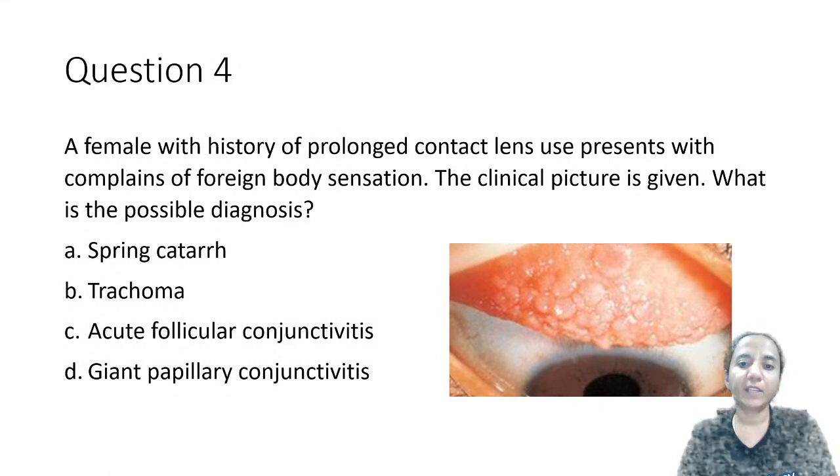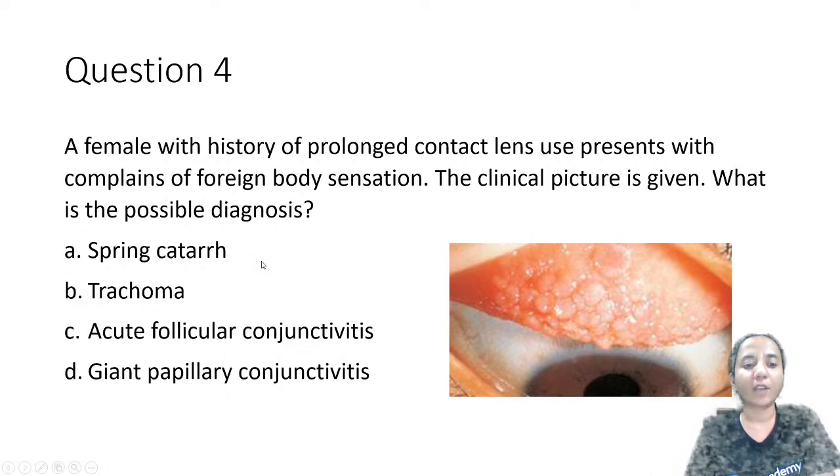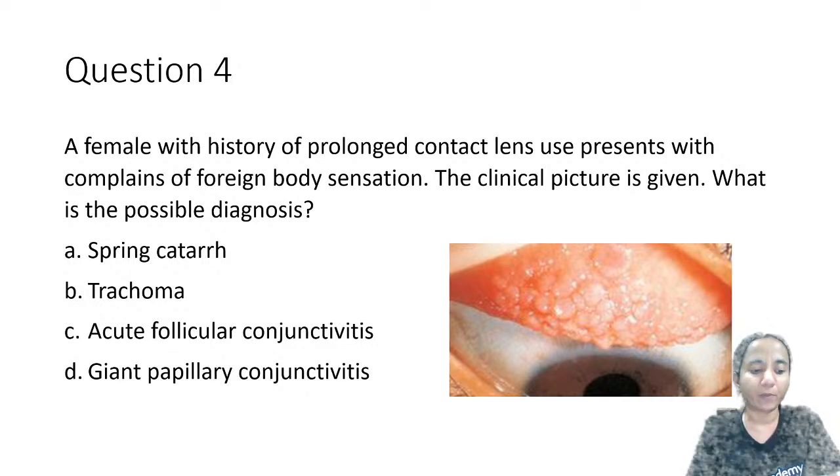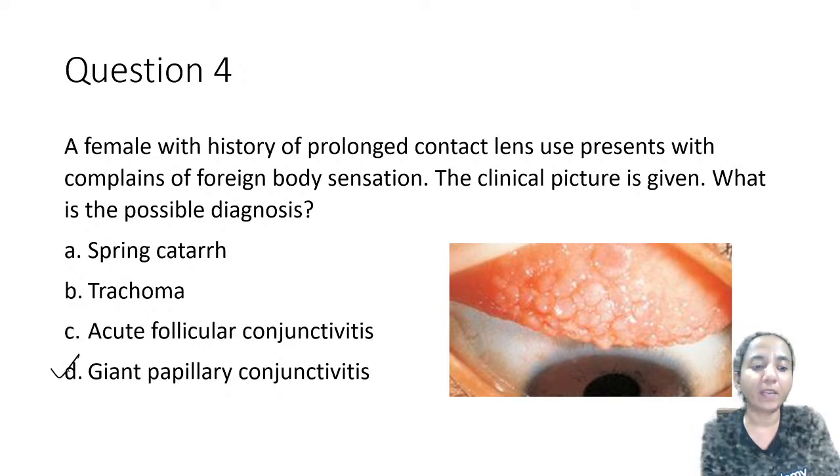A female with a history of prolonged contact lens use presents with foreign body sensation, and this is the clinical picture that's given to us. Now, what is our possible diagnosis? So, is it a spring catarrh, that is vernal keratoconjunctivitis? Is it trachoma? Is it an acute follicular conjunctivitis, or should we call this as GPC, that is giant papillary conjunctivitis? Correct. This is a giant papillary conjunctivitis.